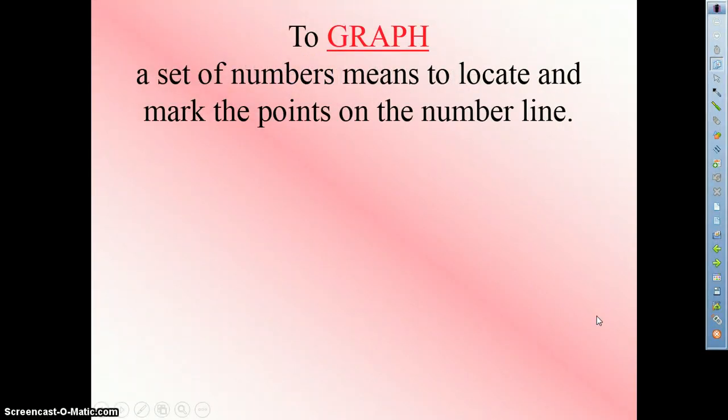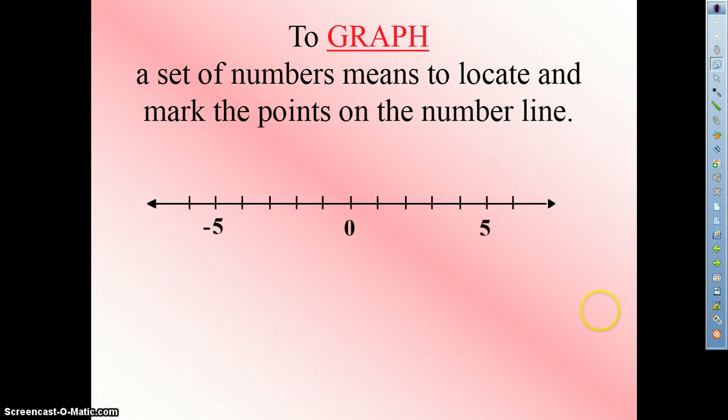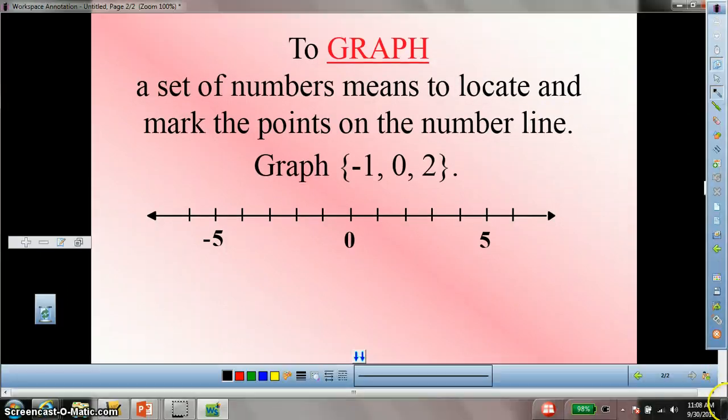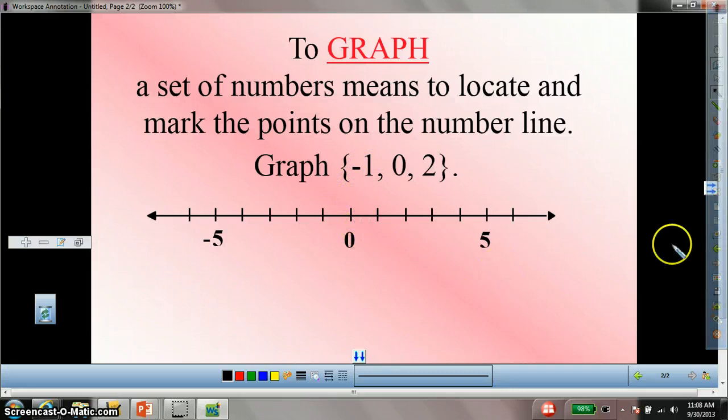To graph a set of numbers means to locate those numbers on the number line and mark their points. So for example, here we want to graph the set -1, 0, 2. First thing we want to do is find -1 on the number line. Now we know -1 is 1 less than 0, so it's 1 to the left of 0. So we'll find 0, we'll move 1 to the left, and then we will make a point right there.